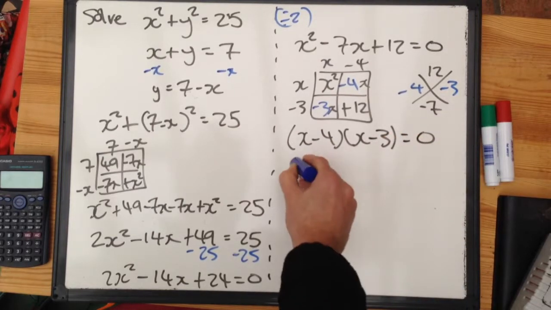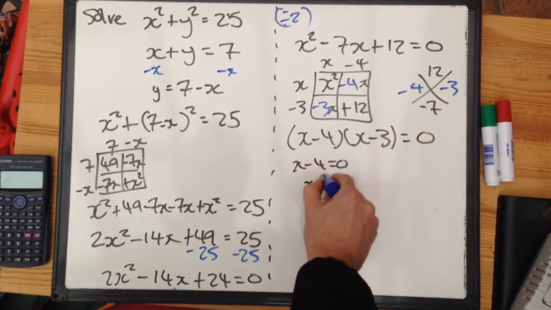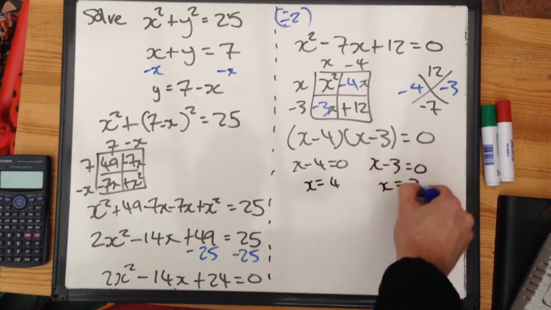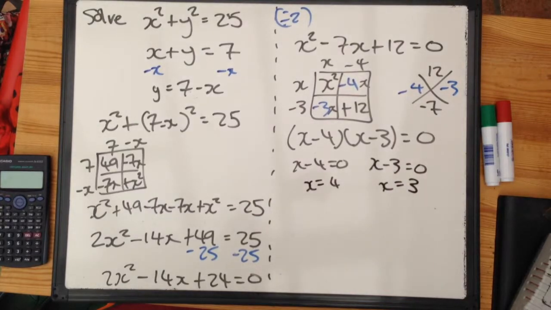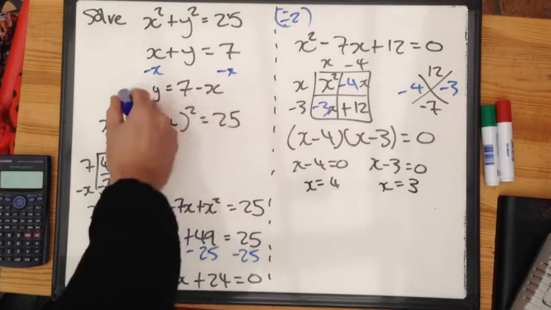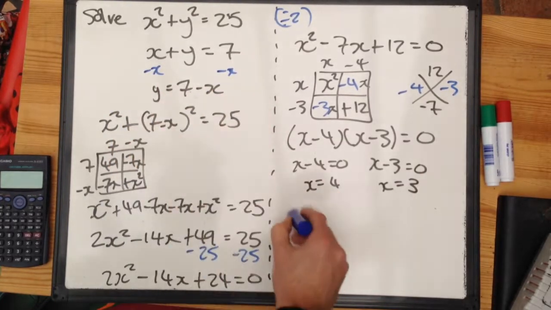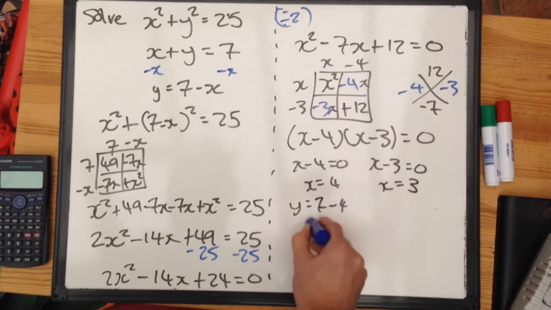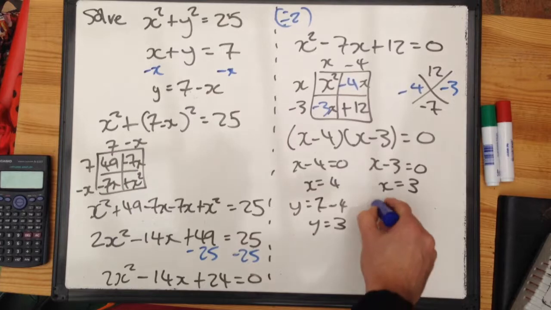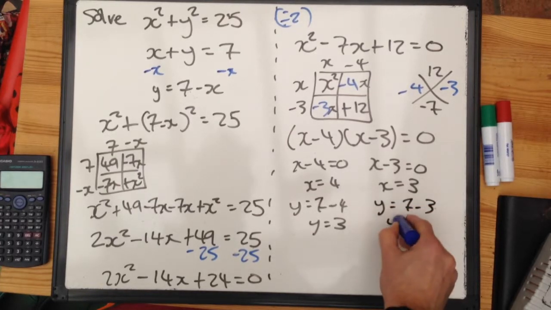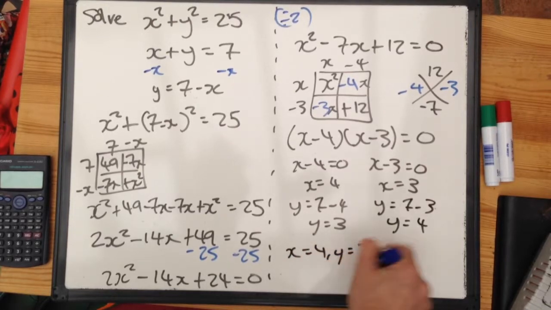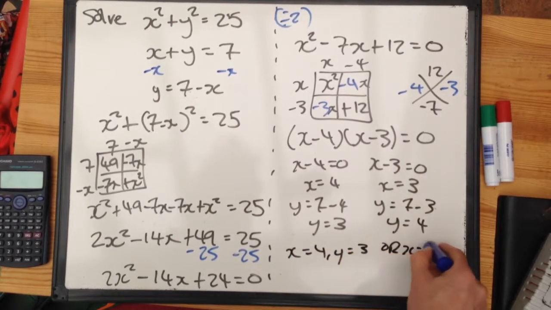From this bracket, x minus 4 is 0, so x is equal to 4. From this bracket, x minus 3 is equal to 0, so x is 3. But we don't stop there because we need the y solutions as well. Now if x is equal to 4, I can go back to this equation here. If x is 4, y is 7 take away 4, so y is equal to 3. If x is 3, then y is 7 take away 3, which gives y is 4. So my two solutions are x equals 4, y is equal to 3, or x is equal to 3, y is equal to 4.